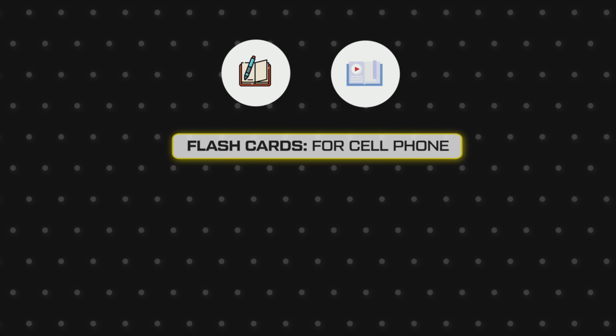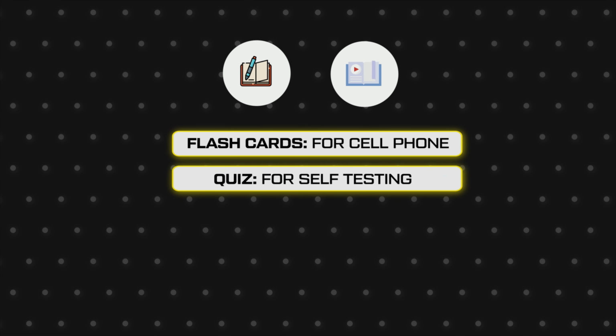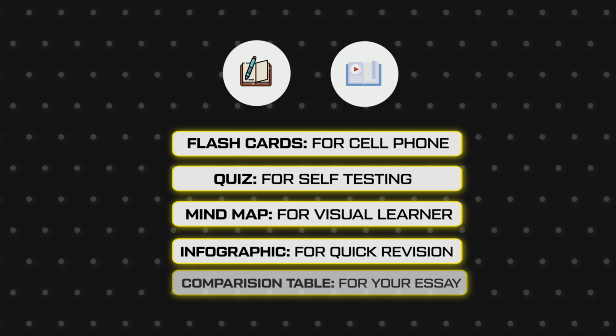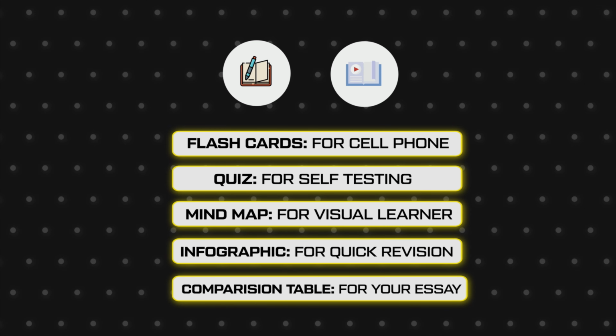You can see with one notebook and one chapter uploaded, you have flashcards for your cell phone, a quiz for self-testing, mind maps for visual learners, infographics for a quick revision, and a comparison table for your essay, all under 5 minutes.